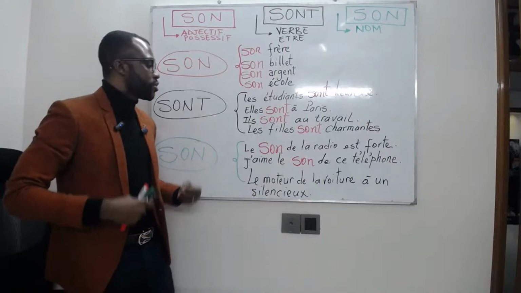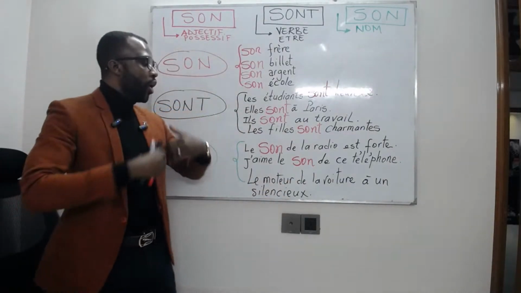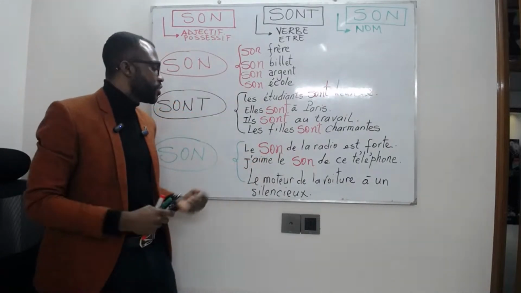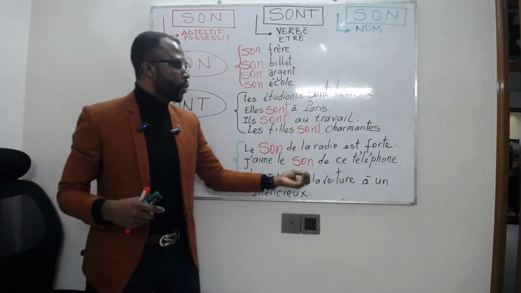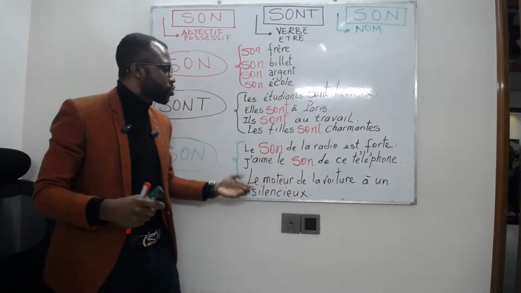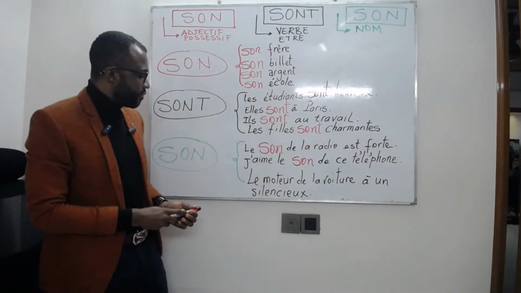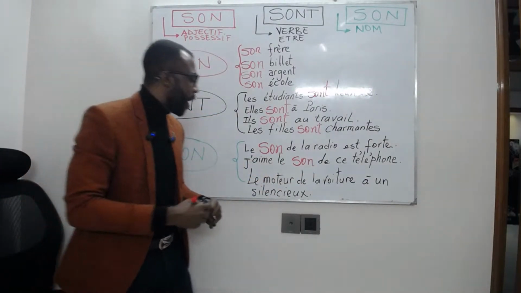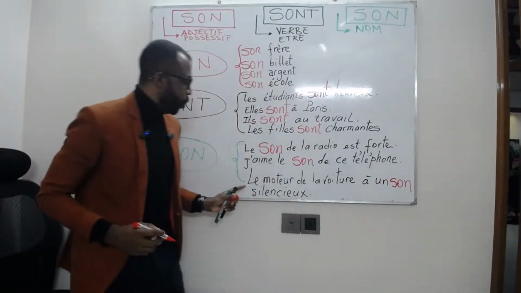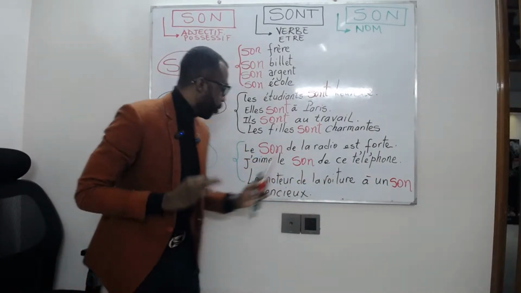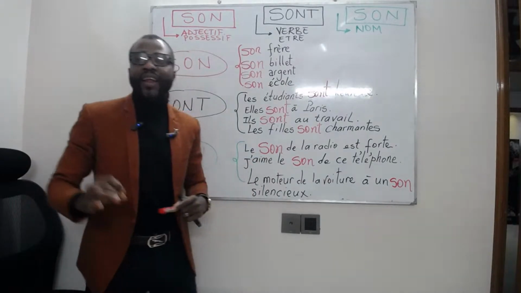All right. So if you like the sound of iPhones, or you like the sound of Samsungs, or you like any phone sound, you can say, j'aime le son de ce téléphone. J'aime le son du téléphone iPhone. J'aime le son du téléphone Samsung. D'accord? And the next we have le moteur de la voiture a un son silencieux. Le moteur de la voiture a un son silencieux. Okay, the car motor has a silent sound.